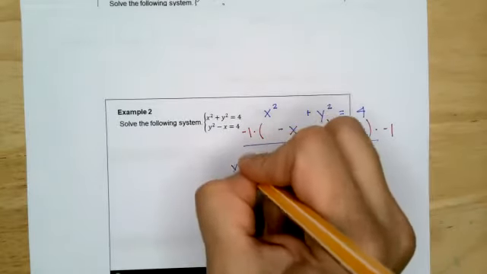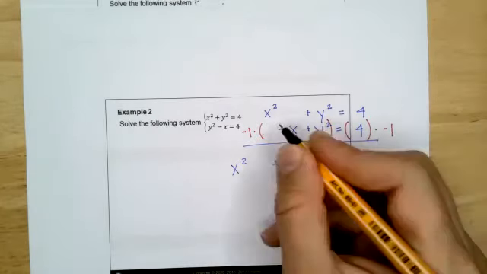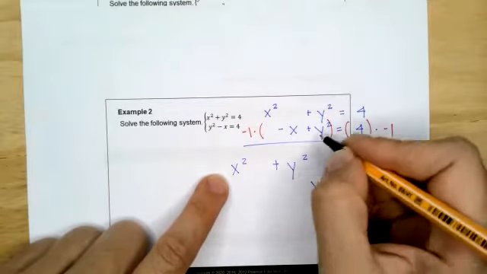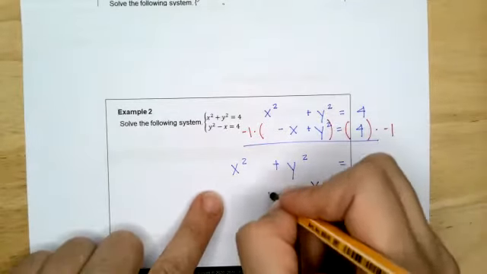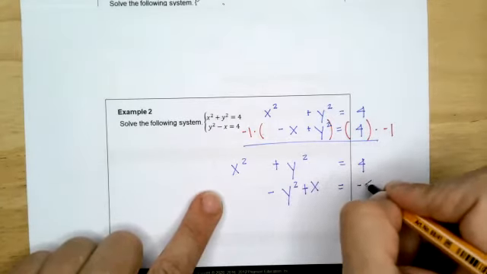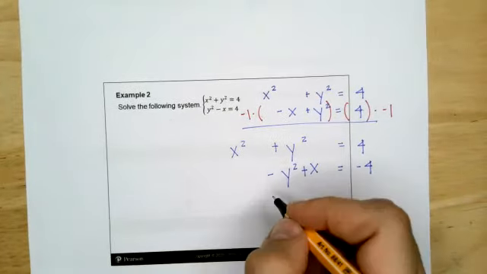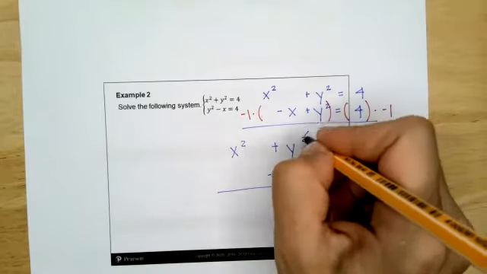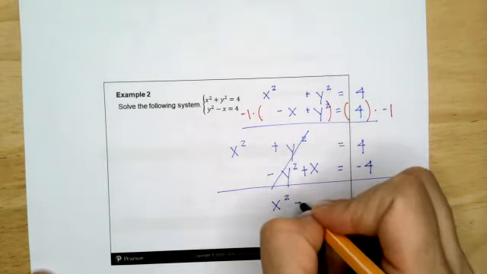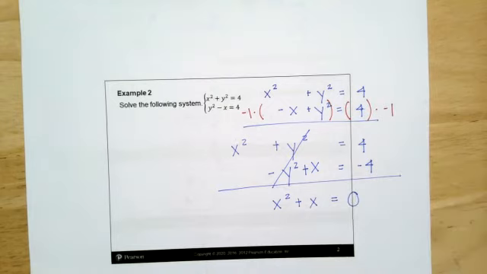So I'm going to rewrite it. X squared plus y squared equals 4. And then this is now -1 times a negative x is going to make it a positive x. -1 times a positive y squared is going to make it a negative y squared. So it's negative y squared plus x equals that +4 became a -4. Is that okay? All right. Now these eliminate. I just wrote it in a weird order because I did. X squared plus x equals 4 minus 4 is 0.